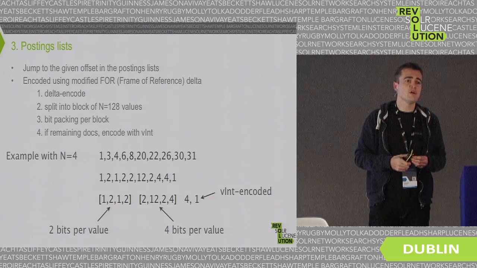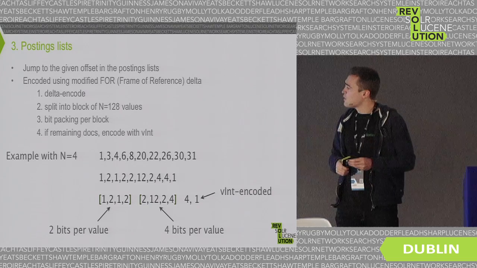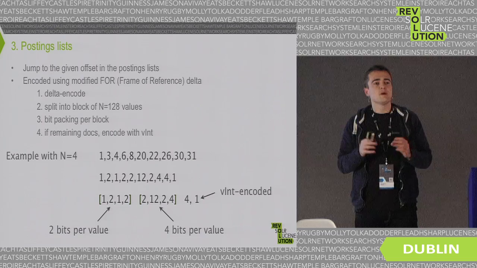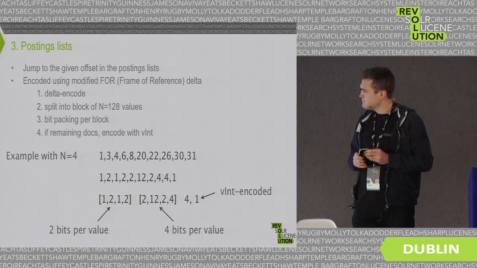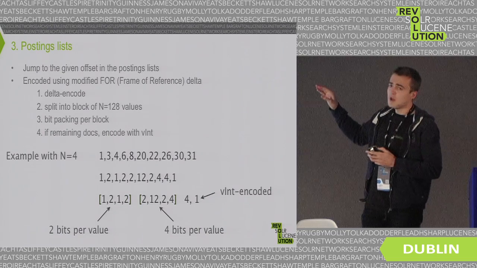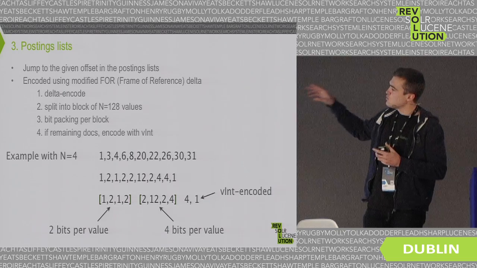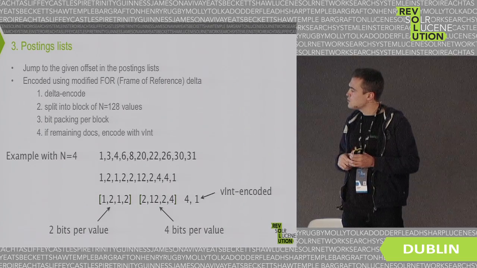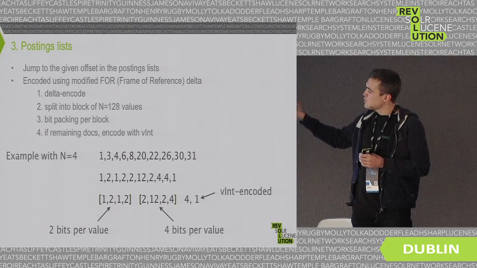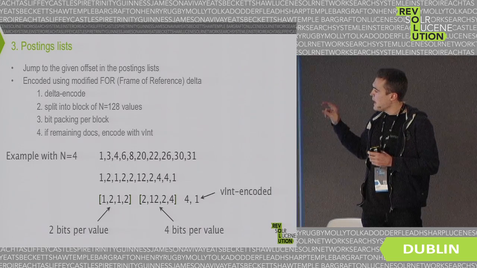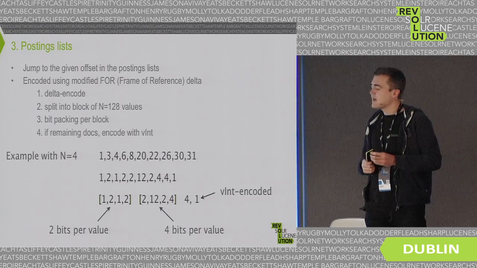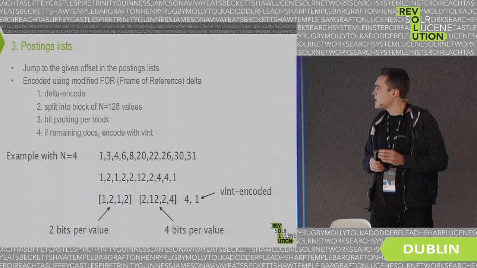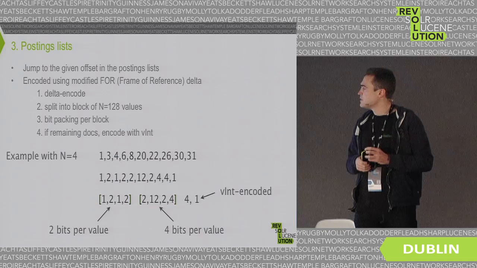Numbers are going to be much smaller, and this is very interesting for bit packing because the smaller the value, the fewer bits per value we are going to be able to use. Then we split this posting list into blocks of 4 values. So first we have 4 values which are 1, 2, 1, 2, then 4 new values which are 2, 12, 2, 4, and in the end we didn't have enough values in order to form a full block, so we have 2 values that we are encoding with vint encoding.